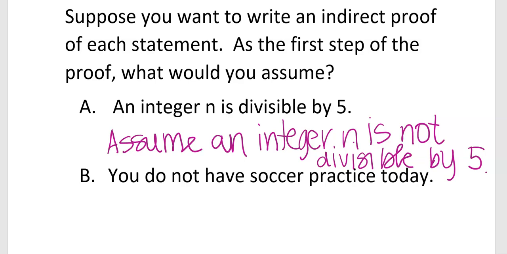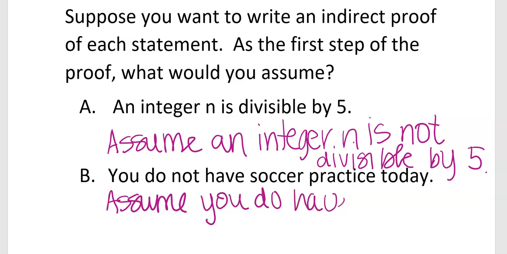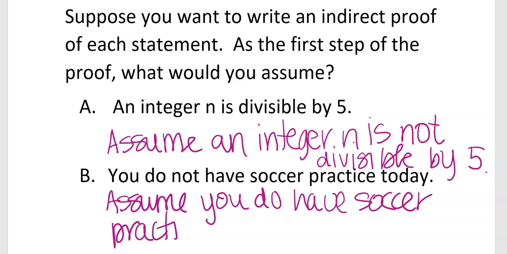Okay, what should we write for the second one? You do not have soccer practice today. So assume what? That you do have soccer practice today. And you do have to use words. Don't be skimpy with the words. So assume you do have soccer practice today. Okay, step 1, pretty easy. Should be. Step 1 is one that generally students do get right because it is straightforward. You just assume the opposite.